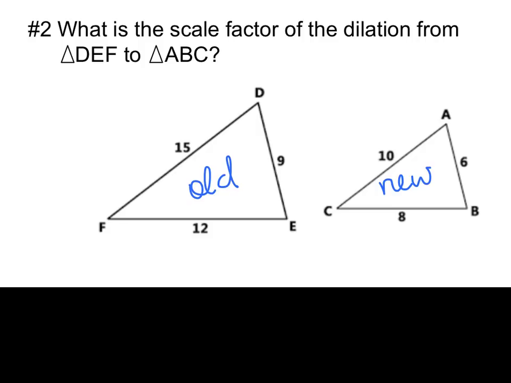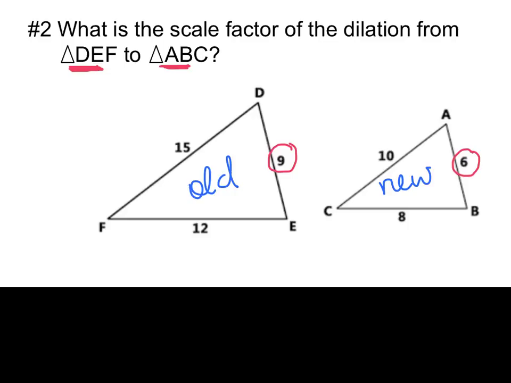So if it went from a larger triangle to a smaller triangle, then our scale factor should be less than 1. Let's try it and see. So what you want to do is go ahead and pick 2 corresponding sides. And with this one, if you're not sure what sides go together, you can look at the order of the letters like we did during first semester. So side DE will correspond to AB. So side DE corresponds to AB.